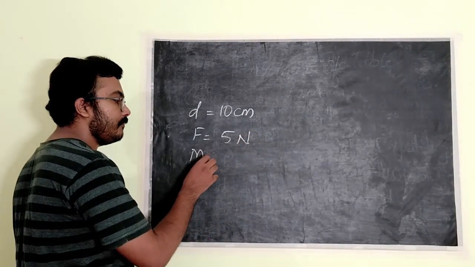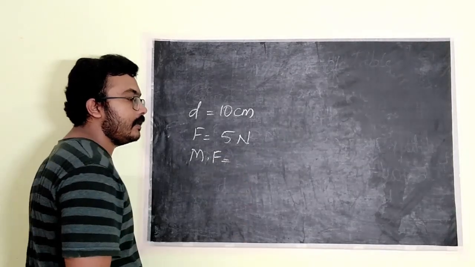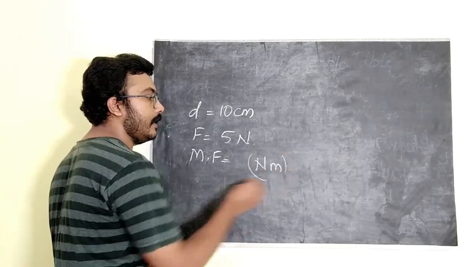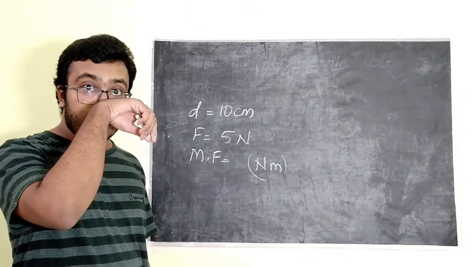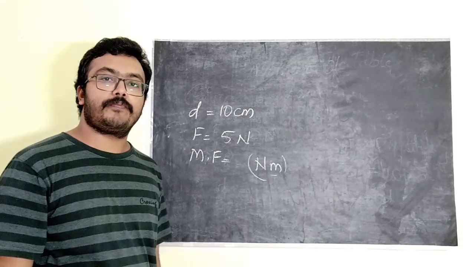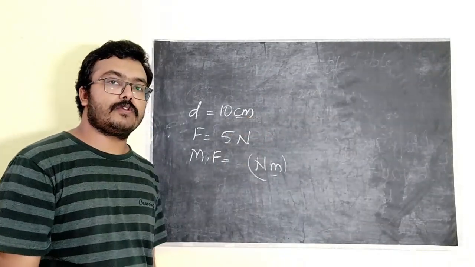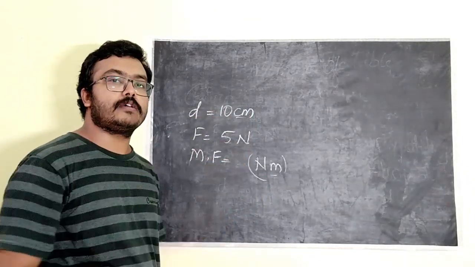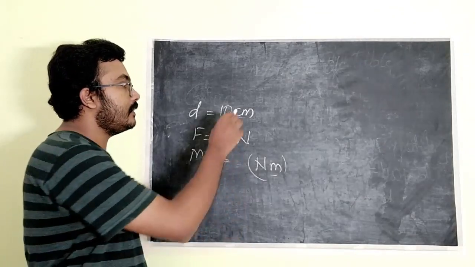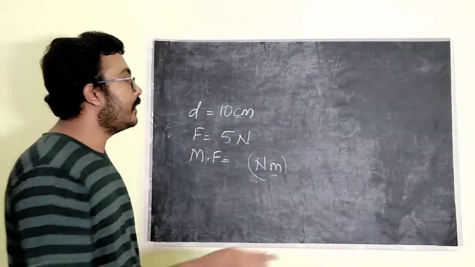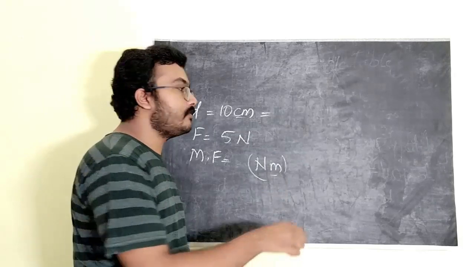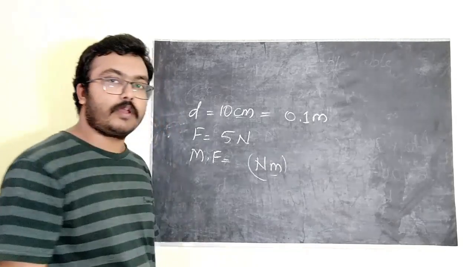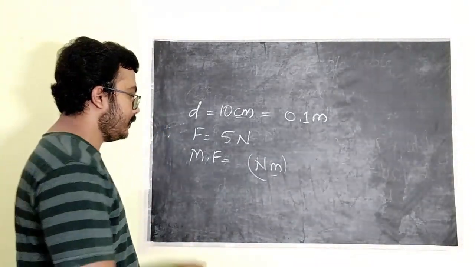What are we supposed to find? We are supposed to find the moment of force, and the SI unit is Newton meter, right? Now what we have to look at is, this is given in centimeter and the unit we want is in meter. So either I have to convert this answer into centimeter or this into meter. What I am going to do is convert 10 centimeter into meter. It's very simple. 10 centimeter to meter is 0.1 meter. Right? Alright, let's solve it.